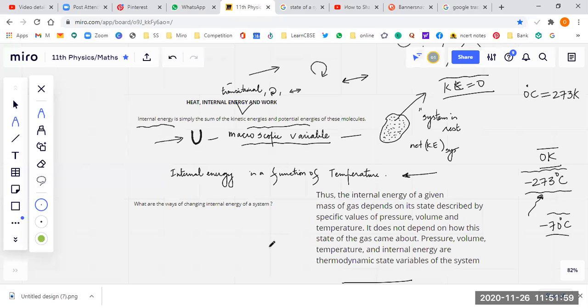It's a function of temperature. Now, the internal energy of a system of a given mass of gas depends upon the state described by specific volume, pressure, and temperature. It does not depend upon how the state of the gas came about. Pressure, volume, temperature, and internal energy are thermodynamic state variables of the system. I have read this from your NCERT text, and I thought students might have a little tough time understanding it, so I read it once again. The internal energy of a system of a given mass of gas depends upon its state. A state is always described by specific volume, pressure, and temperature. These are all state variables, as we have discussed above. Just see this.